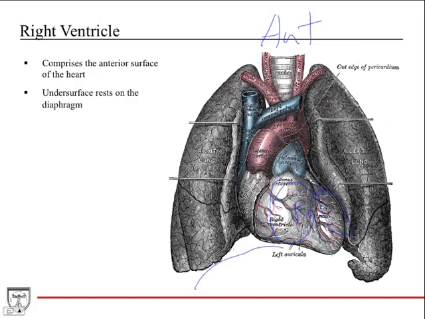And then the undersurface sits on the diaphragm. Remember, the diaphragm is that dome-shaped muscle on the bottom. So you have the diaphragmatic surface down here, which covers the diaphragm. You have the anterior surface, which is mostly the right ventricle, and then you have the posterior surface as well.